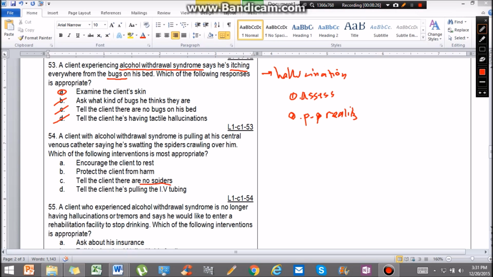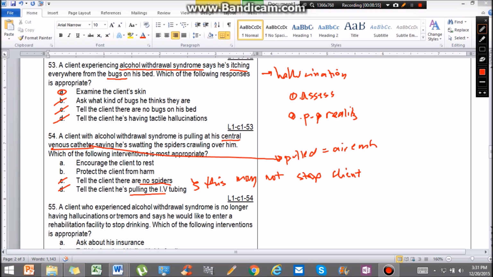Now, telling the client there are no spiders and telling the client that he's pulling the IV tubing are eliminated. Why? This may not stop the client from pulling the tube. Remember, why is it important for the client not to pull the tube? Remember that it is a central catheter. If it is pulled, the client may experience air embolism. Therefore, the best answer is letter B. You protect the client from harm.